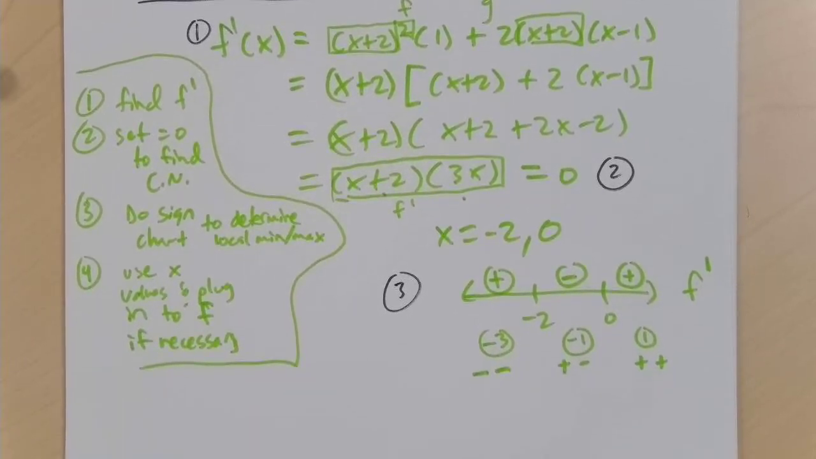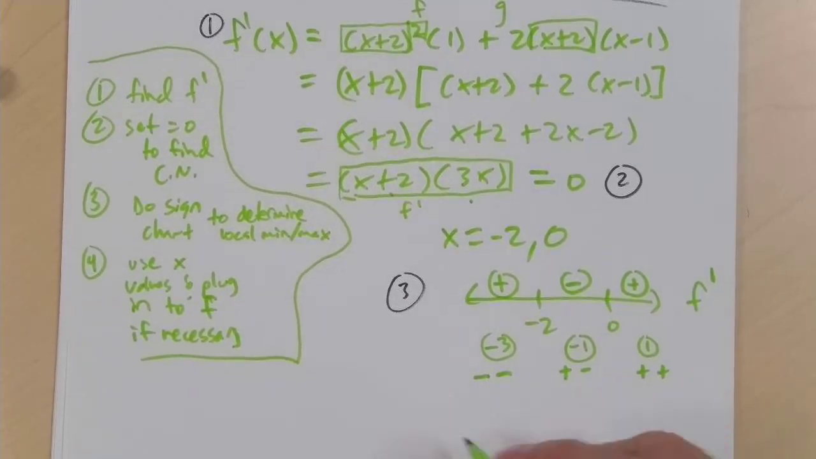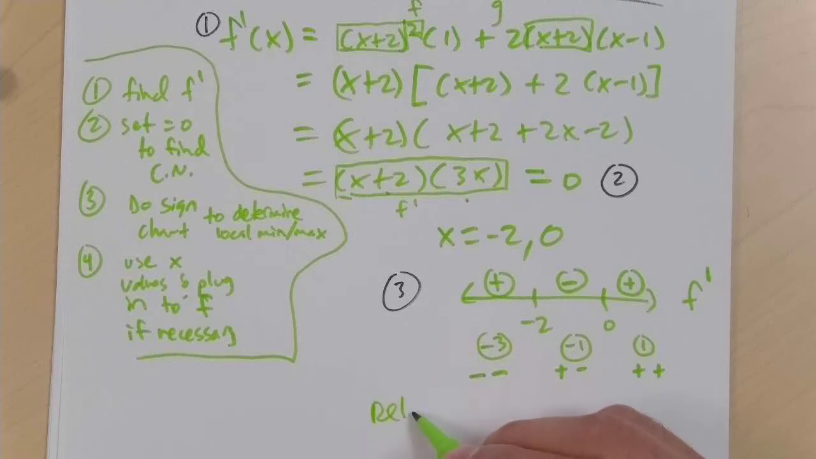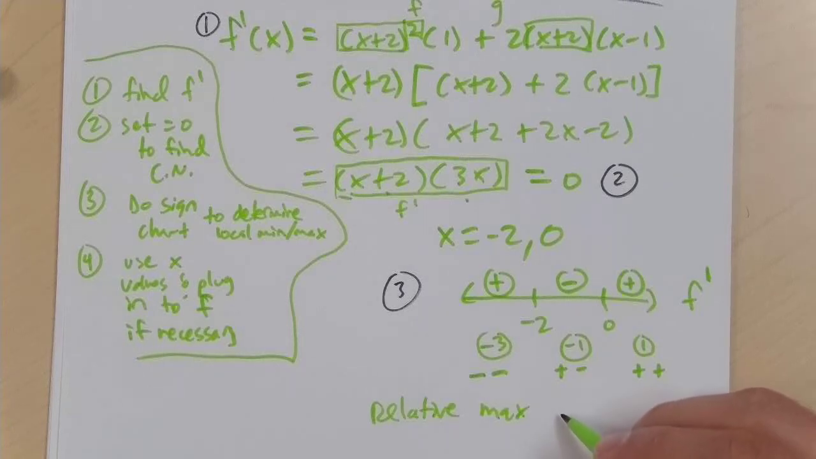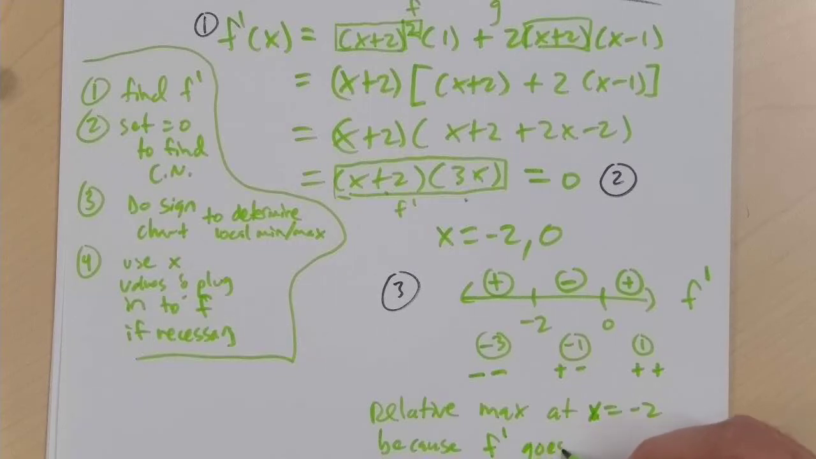Okay? And so what that means then is that we have a relative max at x equals -2 because f prime goes from positive to negative.